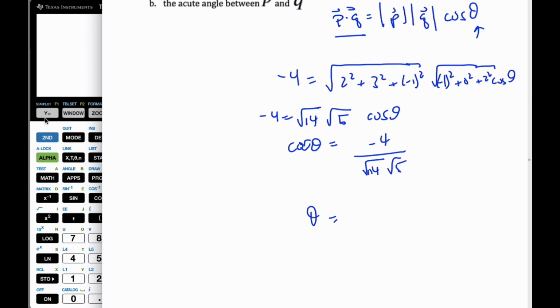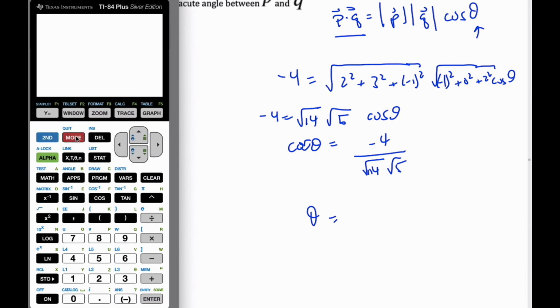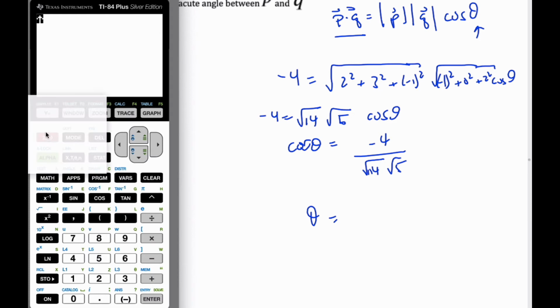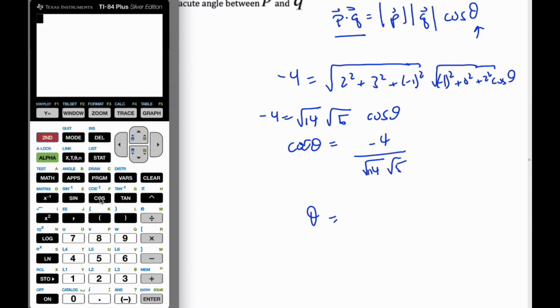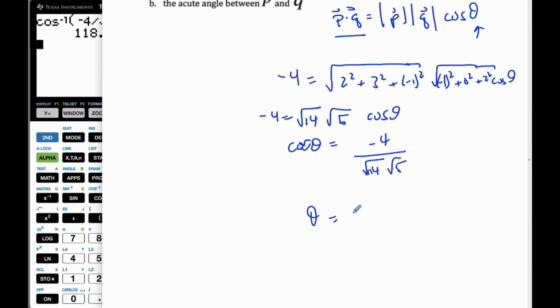And so now I just go to my calculator and use the power of it. I'm going to make sure that I am in degree mode. That seems to work well. So I'm going to go second cosine, negative 4 divided by the square root of 14 times 5. I can put them both underneath the same square root, and that will give me 118.56 degrees. Now, be careful, it says for the acute angle.